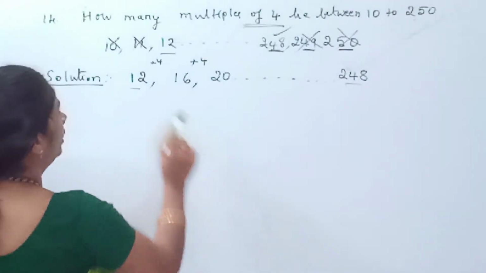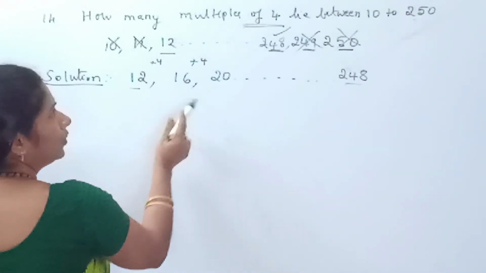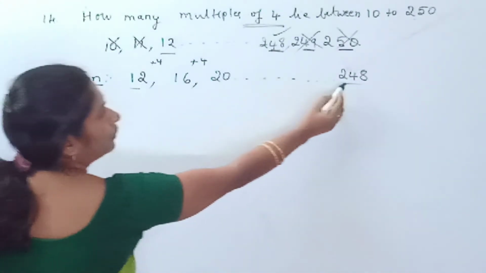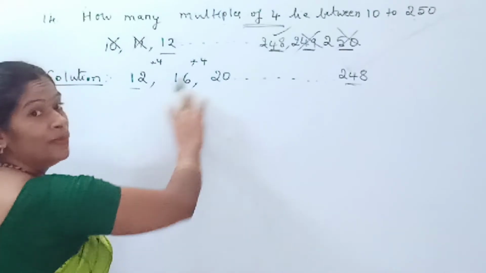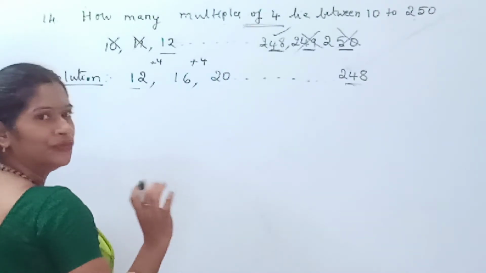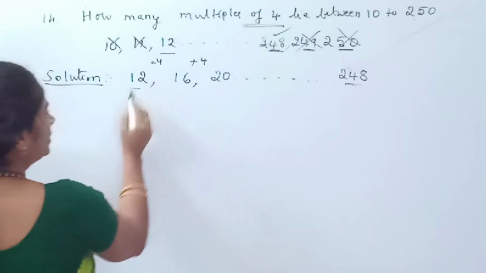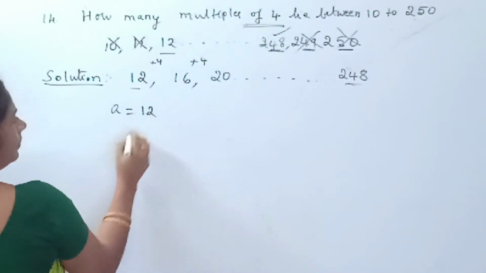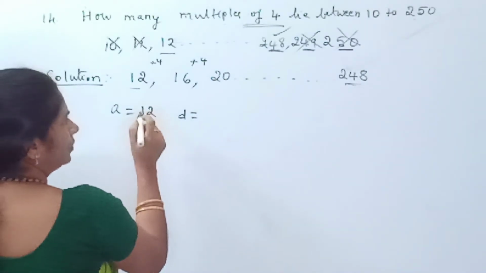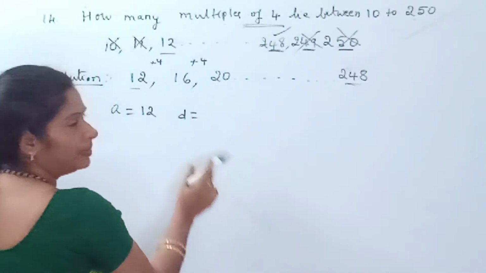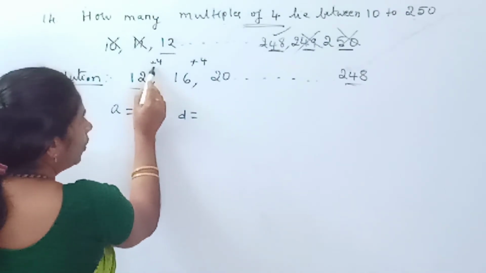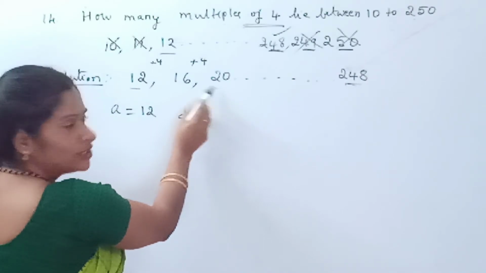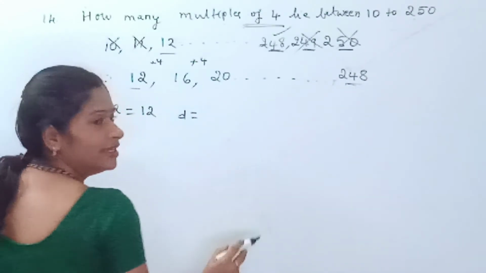Now we have to find out how many multiples of 4 lie between 10 to 250. So from 12 to 248, how many terms will you be getting? That one we have to find out, children. Is it clear? So what is given? A value is given. So it is 12. First, this list of numbers is in AP because we keep on adding plus 4 to the preceding term to get the succeeding term.